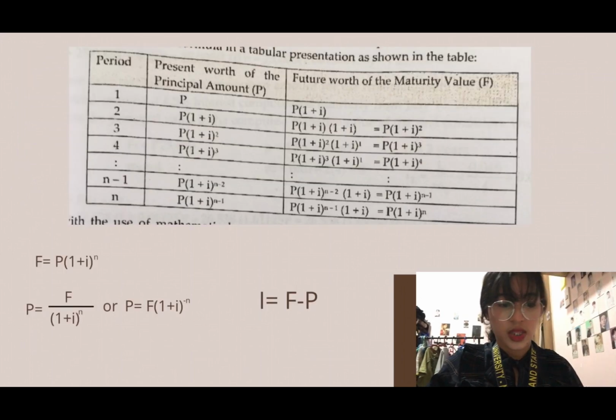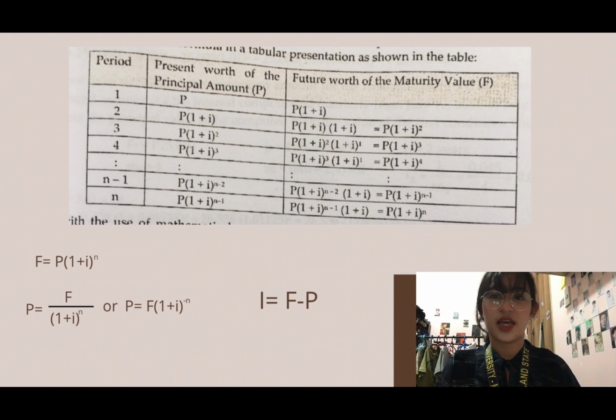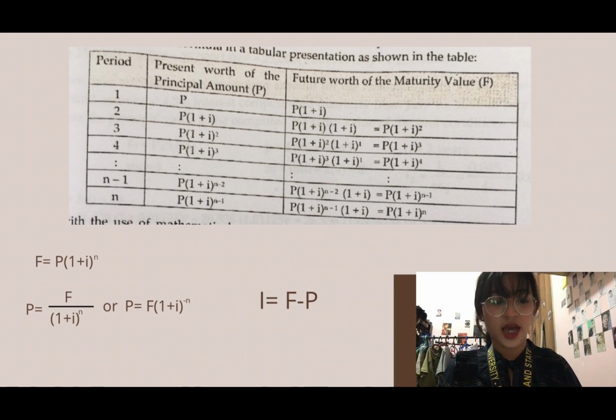The successive steps are linked by the fact that the combined principal and interest at the end of any period becomes a new beginning principal for the next period. We can view the derivation of the compound interest formula in a tabular presentation as shown in the table. So as you can see, that's the table. And with the use of mathematical manipulation of the formula, we will arrive at the other compound interest formulas.